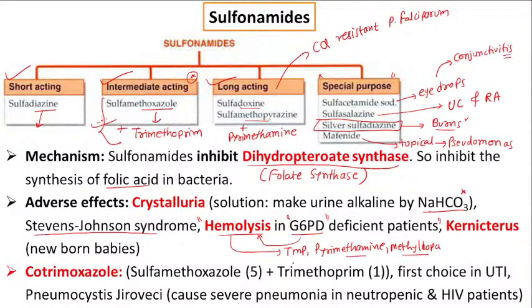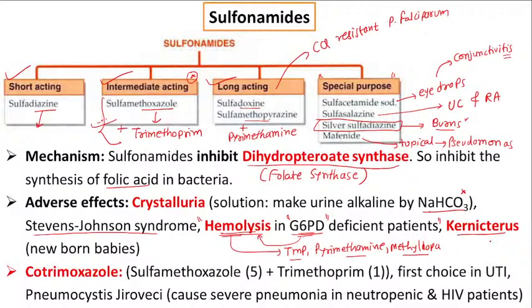They can also cause this. Trimethoprim, pyrimethamine, methyldopa, sulfonamide: all these drugs can produce hemolysis in patients who have a deficiency of G6PD. So that is important. Okay, next, kernicterus.